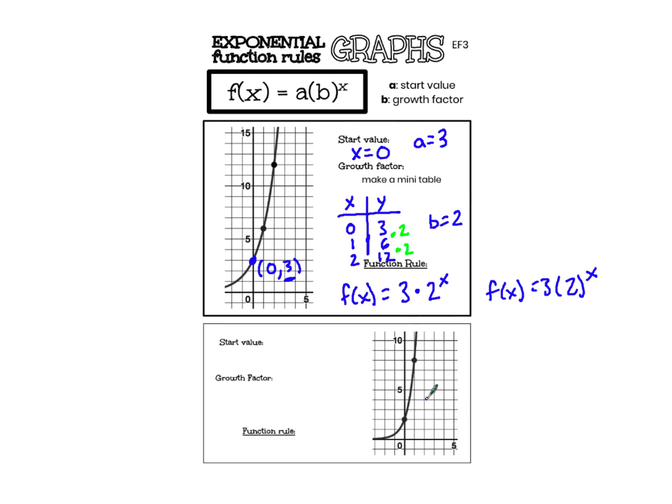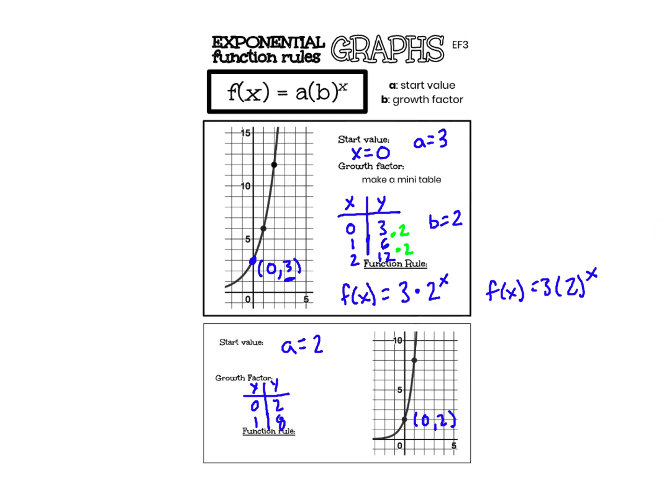All right, let's look at this one. Start value is found from my y-intercept. When x is 0, y is 2. So the y-coordinate gives me my start value. My start value is 2. This graph only gives me 2 points, so it's a really small mini table. When x is 0, y is 2. When x is 1, y is 8.